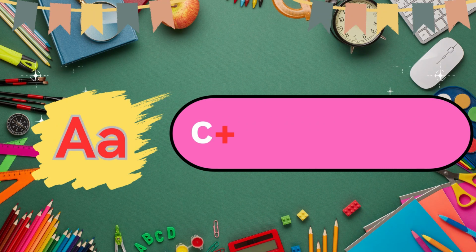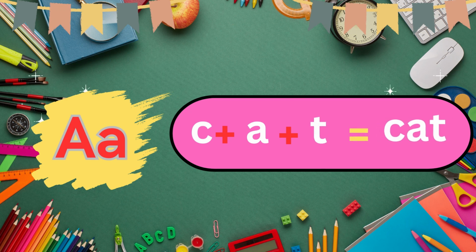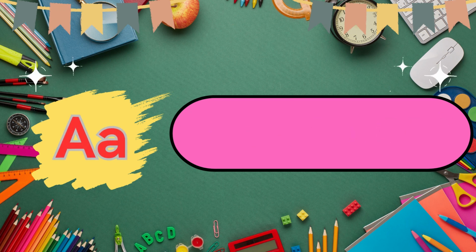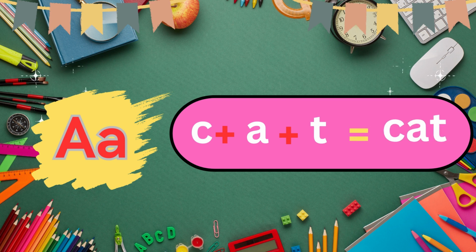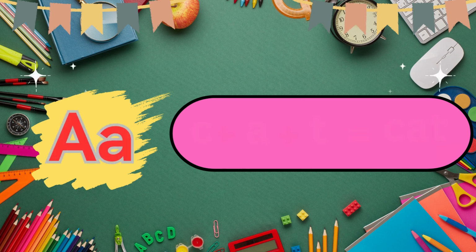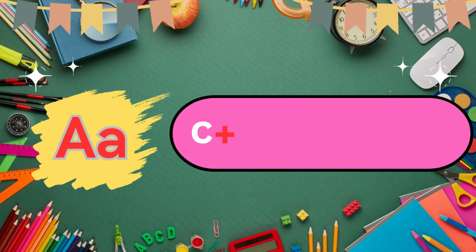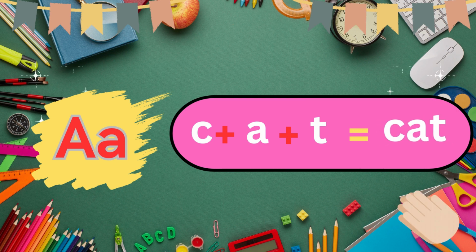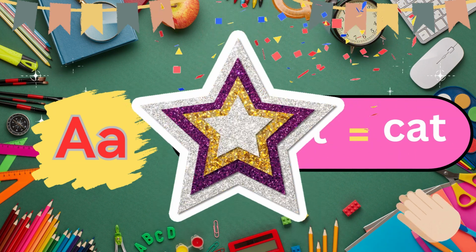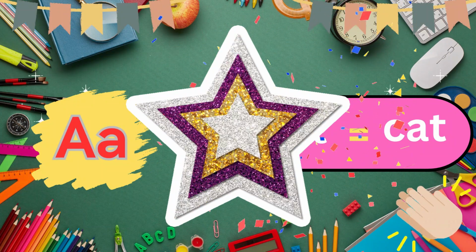K, A, T. Cat. Again. K, A, T. Cat. You try. Ready? Wow, you did it again! You got a star!